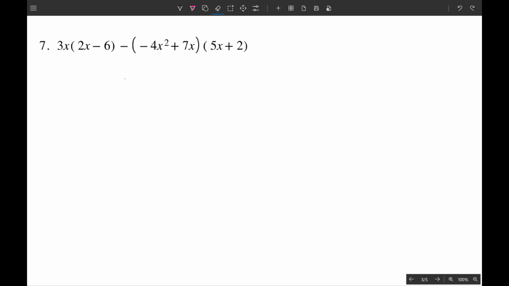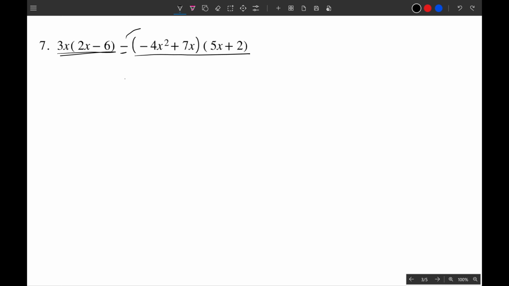All right, on number 7, we have more going on here. So I have this 3x that I need to distribute here and multiply throughout. I also have this negative, and then I have 2 things that need to be multiplied here. So you can do one of 2 things.